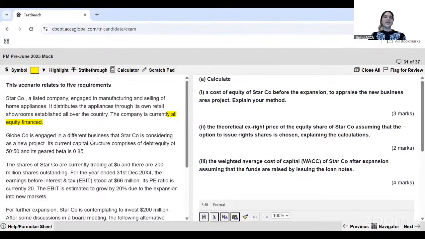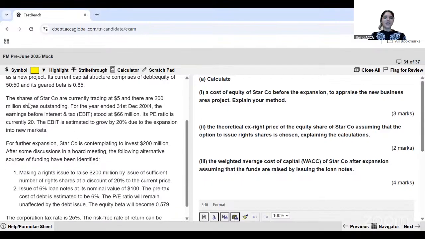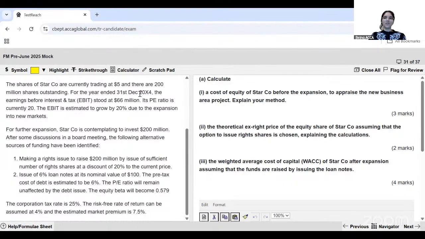Globe Company is engaged in a different business that Star Company is considering as a new project. Its current capital structure comprises debt to equity of 50-50 and its geared beta is 0.85. The shares of Star Company are currently trading at $5 and there are 200 million shares outstanding. For the year ended 31st December 20x4, the earnings before interest and tax, EBIT, stood at $66 million. Its PE ratio is currently 20. The EBIT is estimated to grow by 20% due to the expansion into the new markets.